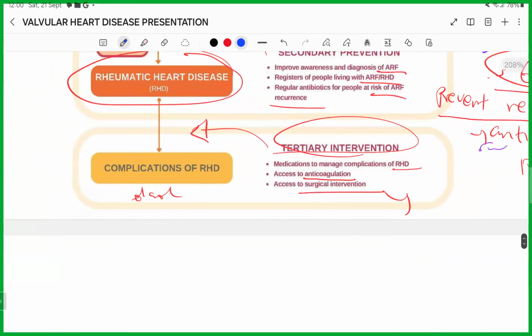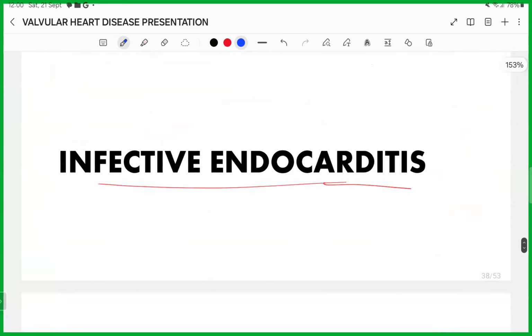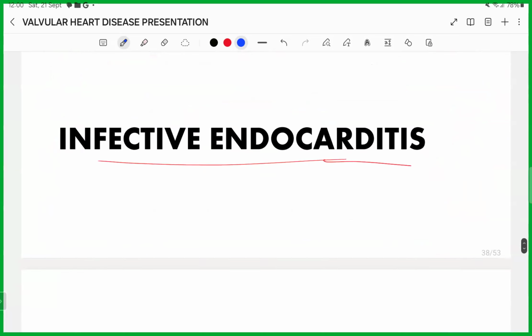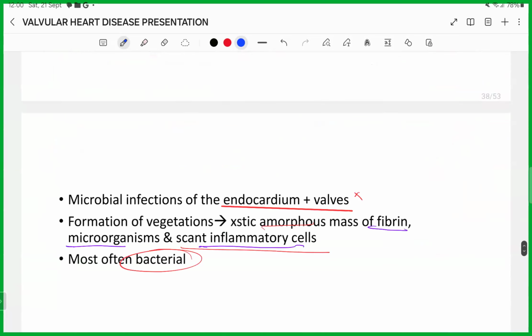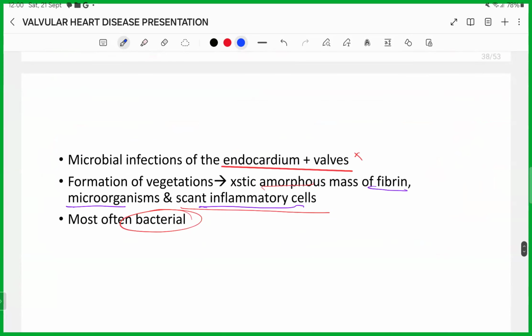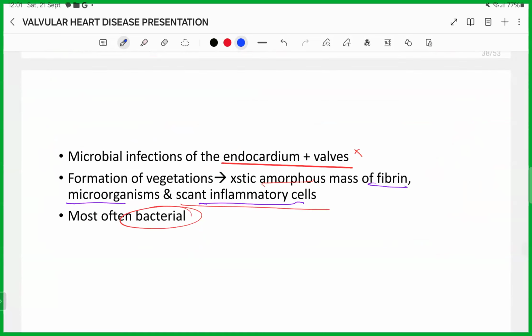So I'll quickly fly through infective endocarditis, which is among the last parts. So infective endocarditis: infection means anatomical presence of a microbe. Endocarditis is in the endocardium causing inflammation. And it forms vegetations, which are combinations of fibrin, microorganisms, and inflammatory cells within these valves. And it's mostly bacterial.